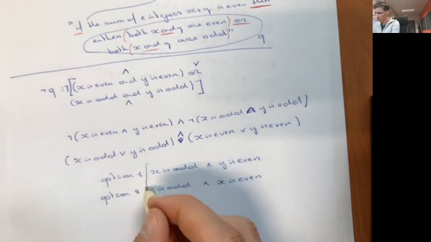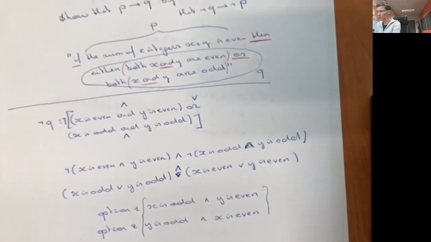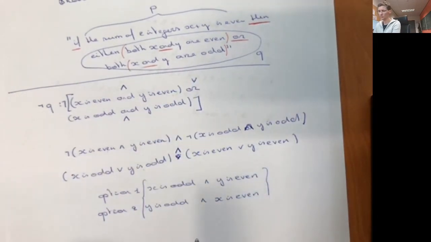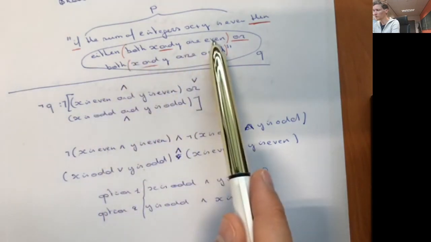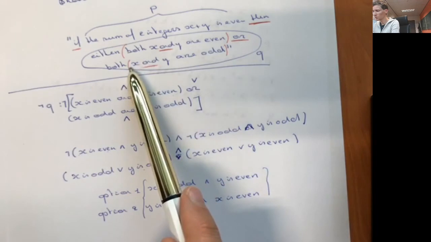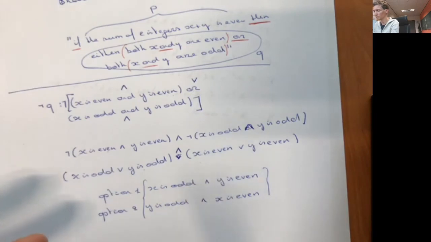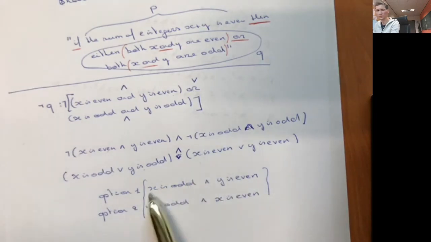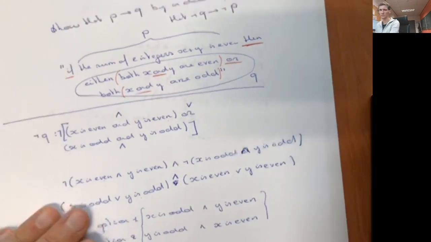So basically the two cases we have are that x is odd and y is even, or y is odd and x is even. Intuitively, in practice, you don't need to make this entire deduction by negating. I just wanted to do it here in terms of the exercise. You can clearly see that if it's not the case that x and y are both even or both odd, then one of the two has to be odd and the other has to be even, or vice versa. This is what's stated here. So this is negative Q.